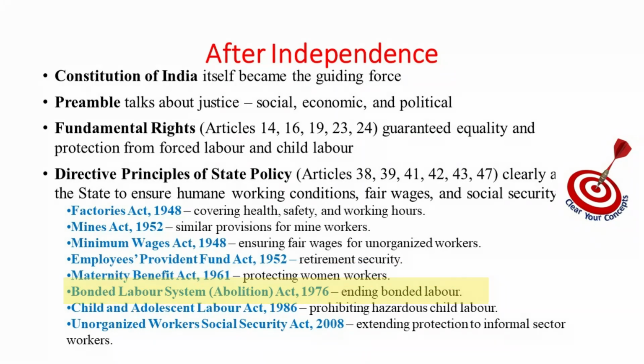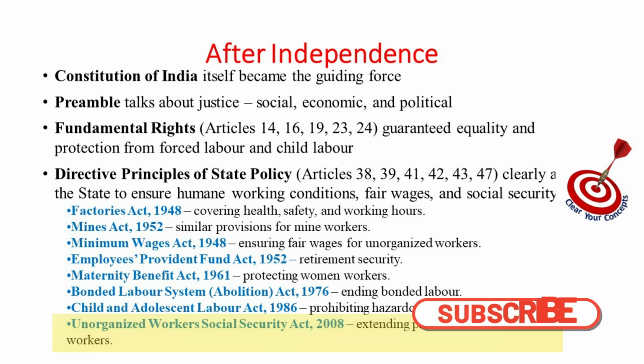Bonded Labor System (Abolition) Act, 1976 ending bonded labor. Child and Adolescent Labor Act, 1986 prohibiting hazardous child labor. And more recently, the Unorganized Workers Social Security Act, 2008 extending protection to informal sector workers.